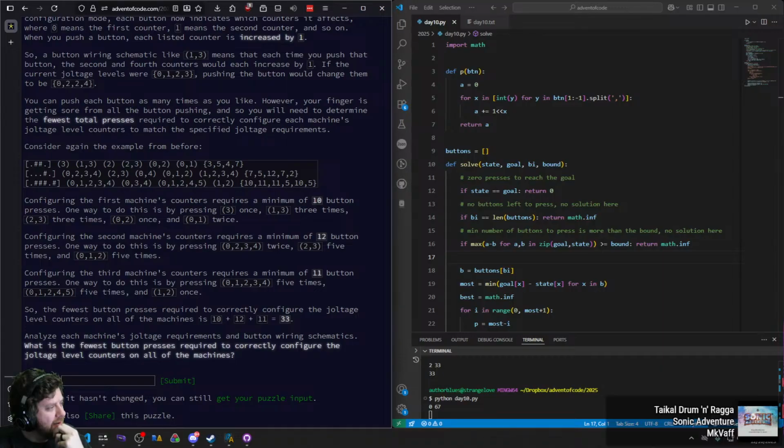Yeah. Yeah, this is the right answer. It's just the right answer in a really terrible way, because it's just doing complete search with branch and bound.